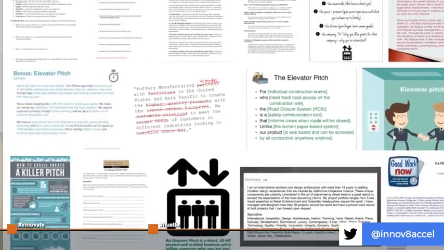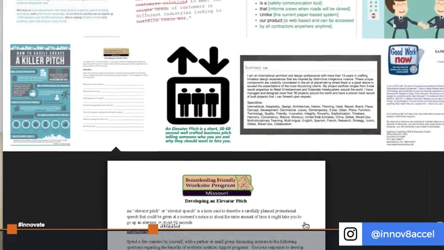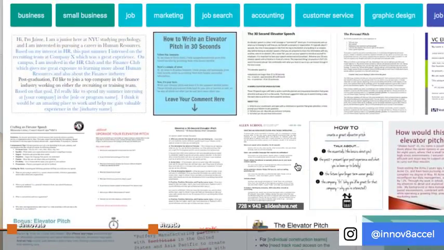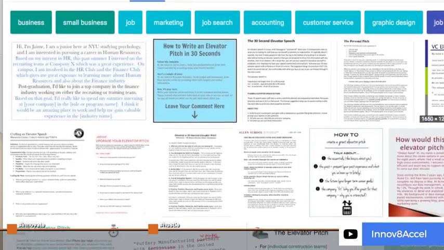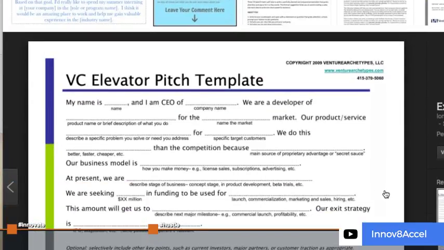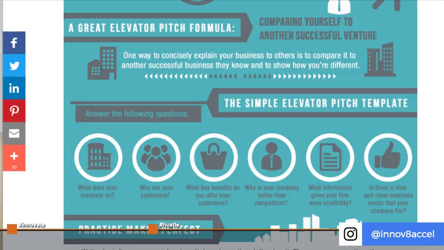One of the other elevator pitches, this is another great format that I've used in the past. What service are you proposing? What's the problem it will solve? It helps construct it as well. And if you take a look at it, there's a VC. This is another format that we utilize a lot in class, or in our workshops. I am the CEO. We're a developer of the product name or the brief description for the market. Again, answering those questions that we talked about before from the elevator pitch template.